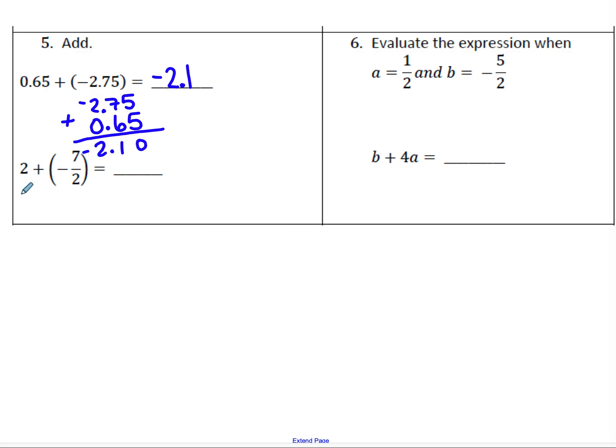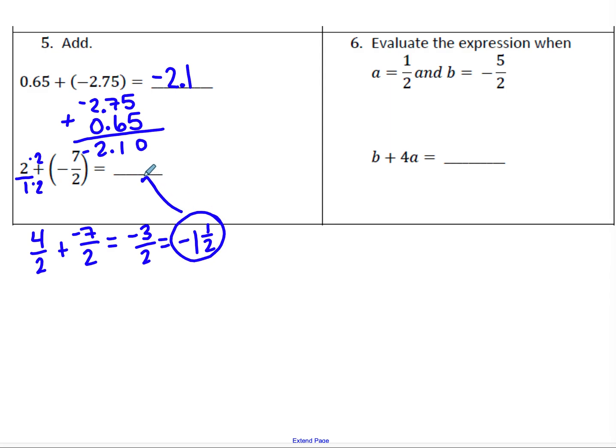All right, 2 and negative 7/2. Okay, so I can add them as mixed numbers, or I could make them improper fractions. I guess I'll make this one an improper fraction since I already have one as an improper fraction, 2 over 1. Then I need a common denominator, so I'm going to multiply them both by 2. I'm going to do my work down here. So I have 4 halves plus negative 7 halves. Different signs, find the difference. 7 minus 4 is 3. More negatives, answer is negative. Negative 3 halves. And then I need to make that into a mixed number. That would be negative 1 and 1/2. That would be my answer there.